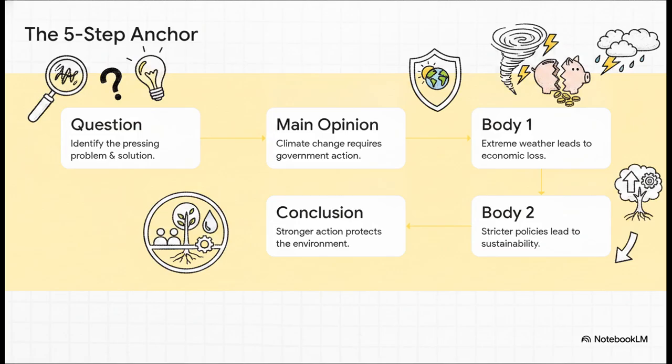Step 1, the question asks for a pressing problem and solution. Step 2, your main opinion is that climate change requires government action. Step 3, Body 1 flows from extreme weather to economic loss. Step 4, Body 2 flows from stricter policies to a sustainable environment. And Step 5, your conclusion is just one sentence stating that stronger action protects people and the environment.